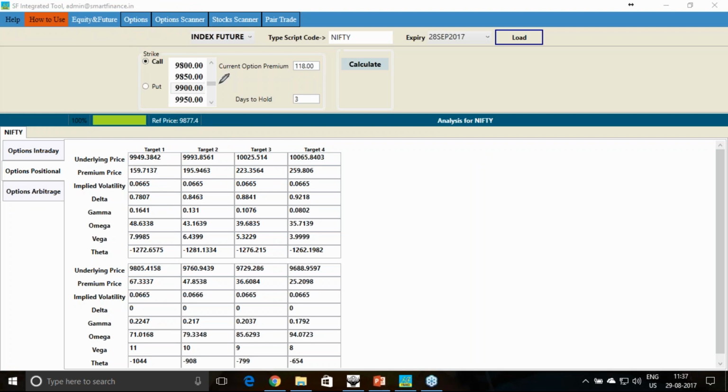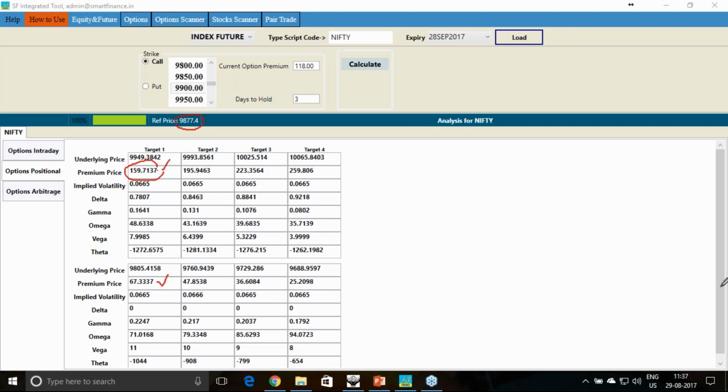If you are selling the call option, currently you are at 9877. You can get 67 rupees as your first target. You can keep a stop loss of 160. If you are a seller of this call option, you sell it at the current market price of 118. Your first target will be 67. However, your stop loss will be 160.